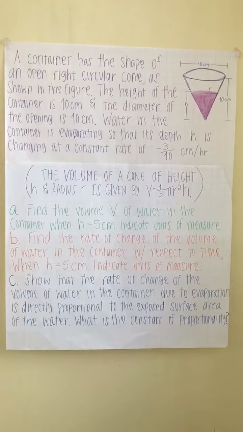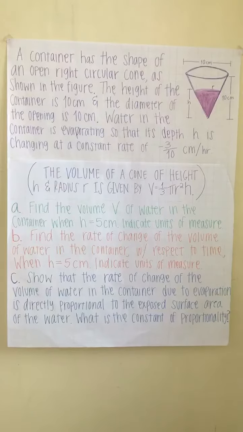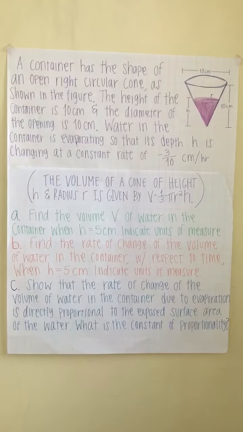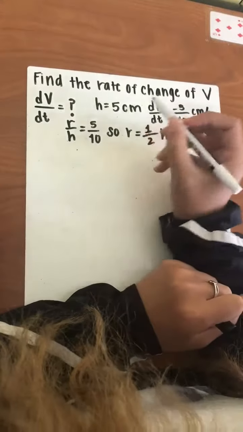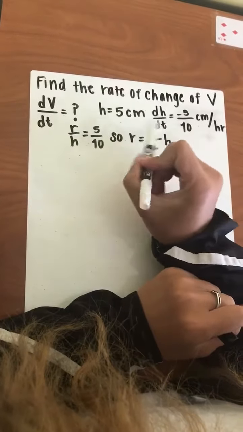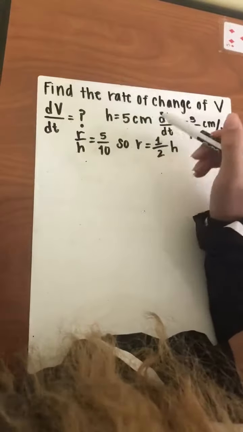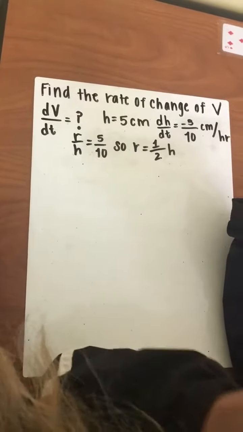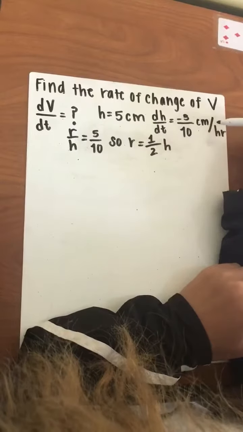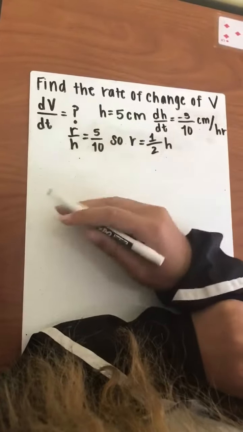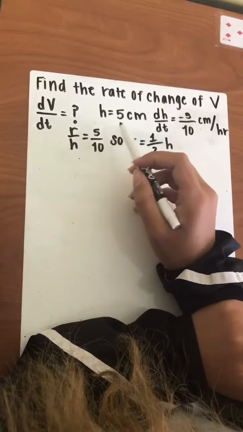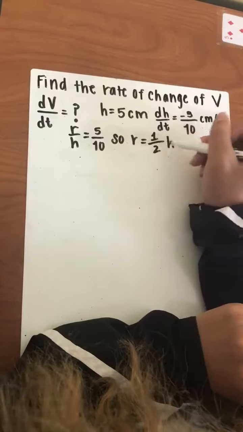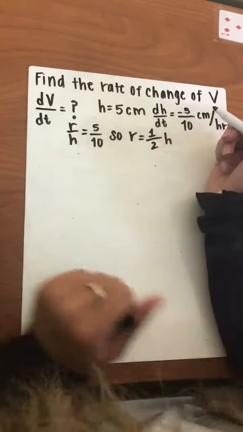So for B, the prompt says find the rate of change of the volume of water in the container with respect to time when h equals 5 centimeters. Indicate units of measure. So we're going to find the rate of change of volume, which is dV/dt. And our given is h equals 5 centimeters, and then dh/dt, which is given in the original prompt, is -3/10 centimeters per hour. And then for the whole cone, we have r over h equals 5 centimeters to 10 centimeters. So r is going to equal 1/2 h. It'll make it easier to plug into our equation.